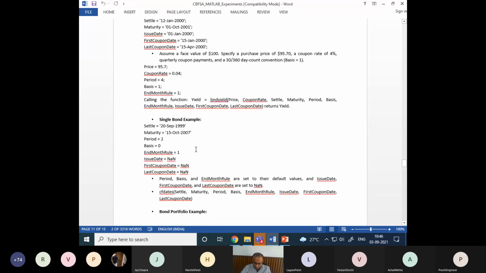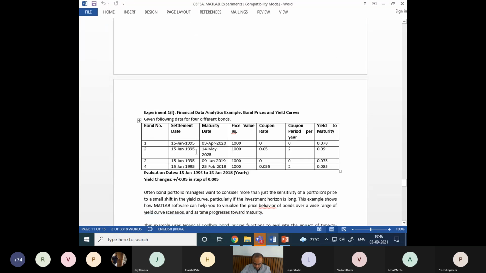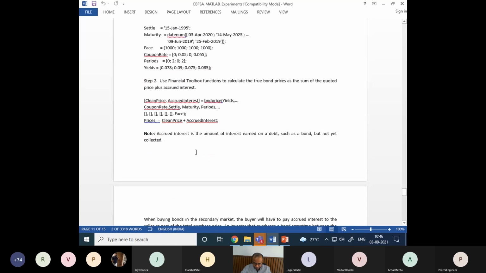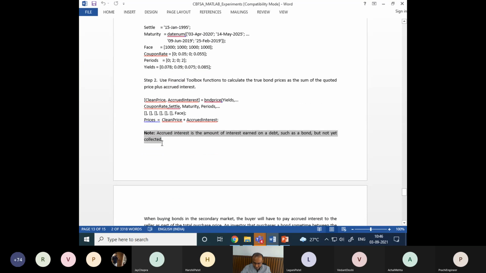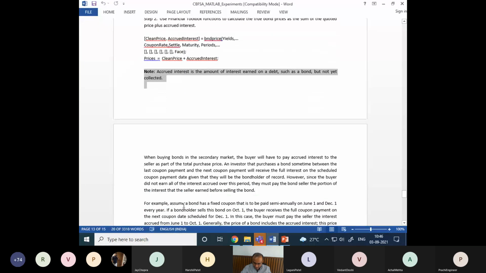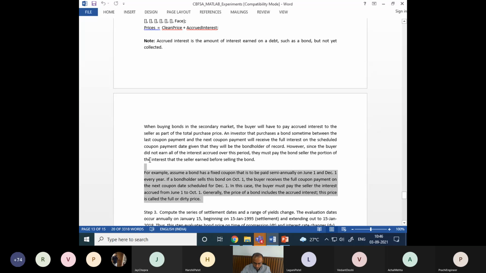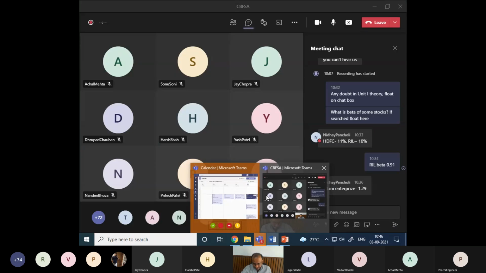I have told you to study this accrued interest term. Has anybody studied this term? I have written its explanation here in the Word file. Later on you can go through it, but I want to know from you what accrued interest is. I have explained it here with some example. Can anybody tell me what accrued interest in a bond is? These are very practical terms.